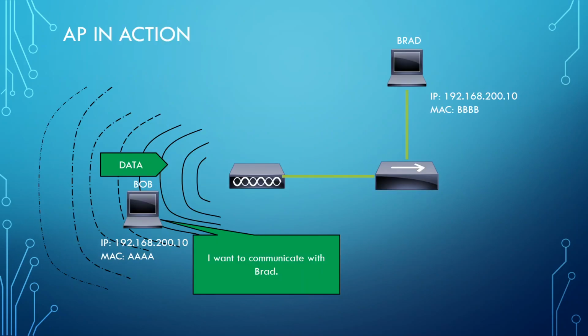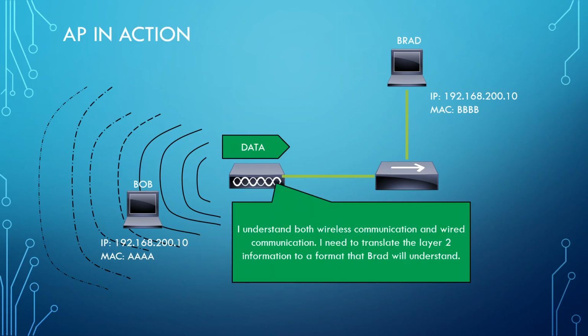So let's see an autonomous AP in action. In this case, the AP over here, again, is generating an RF signal. Bob wants to speak to Brad. Bob is a wireless client, Brad is a wired client. So he's got some data and he wants to send this data to Brad. The access point receives it.